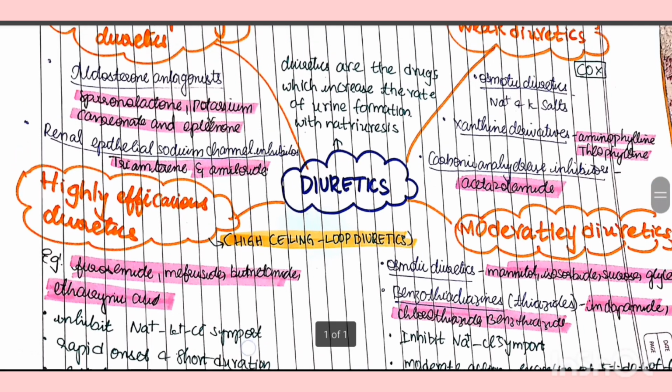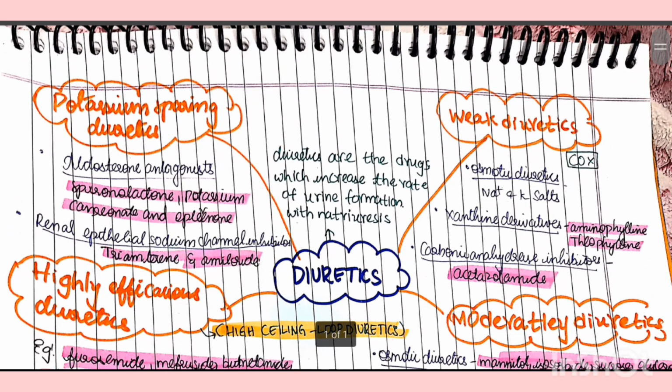Coming to the fourth one, potassium sparing diuretics. In these we have aldosterone antagonists and renal epithelial sodium channel inhibitors. The aldosterone antagonists work against the action of aldosterone. The examples are spironolactone, potassium canrenoate and eplerenone. Among the renal epithelial sodium channel inhibitors we have triamterene and amiloride.